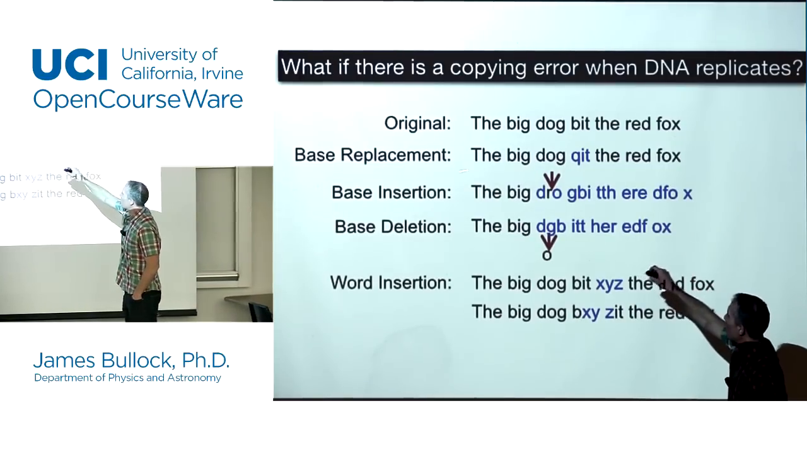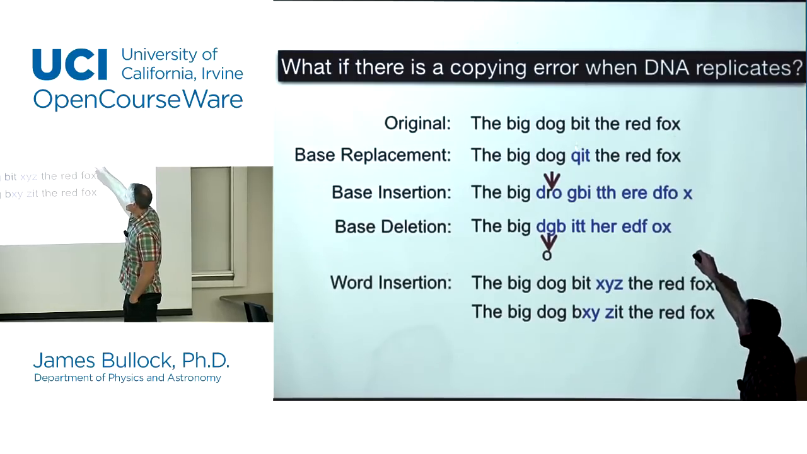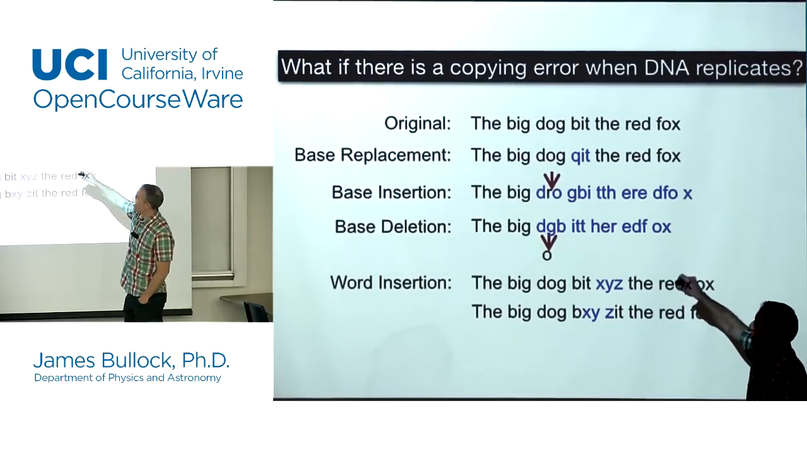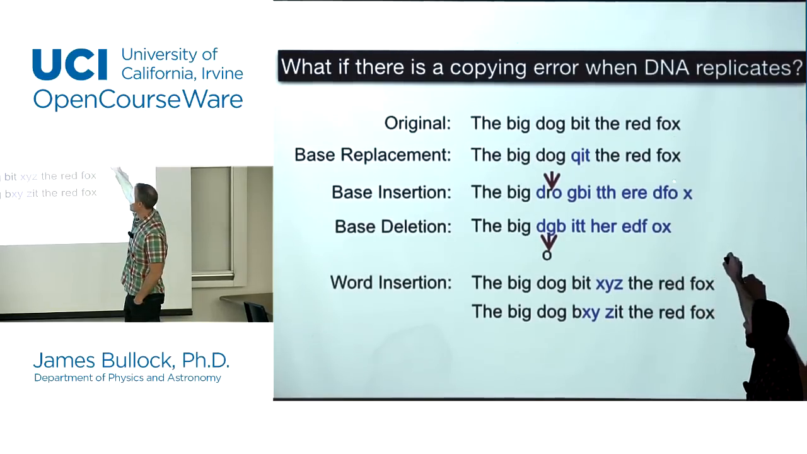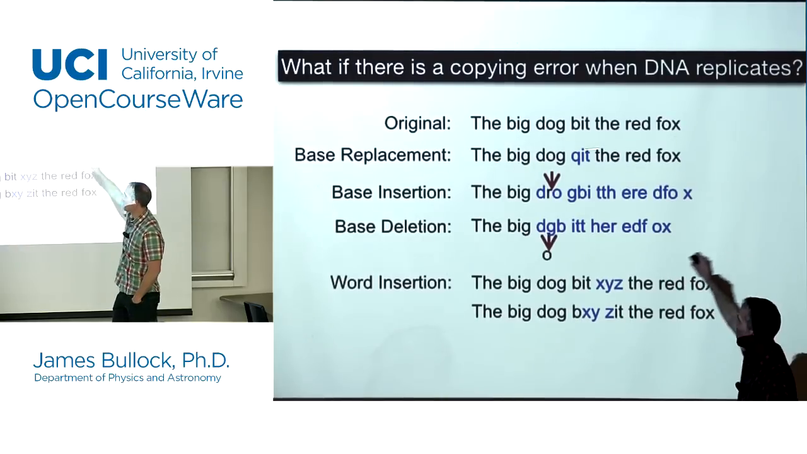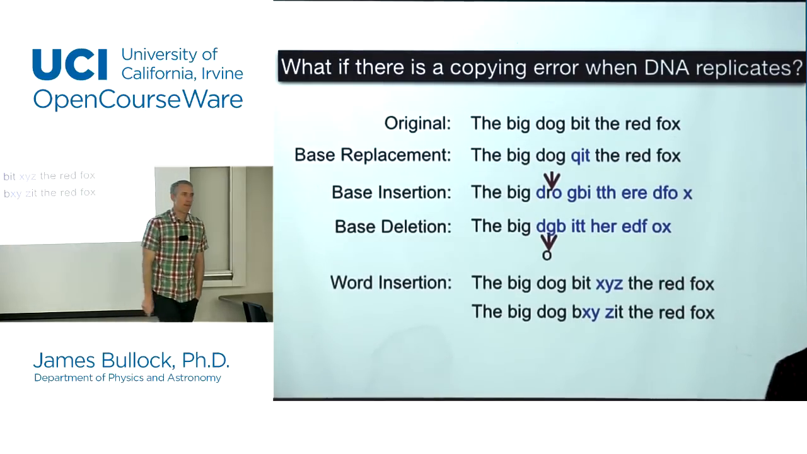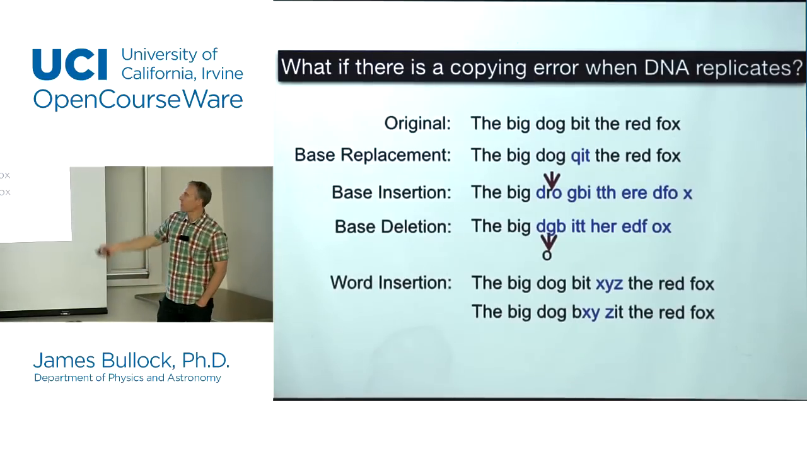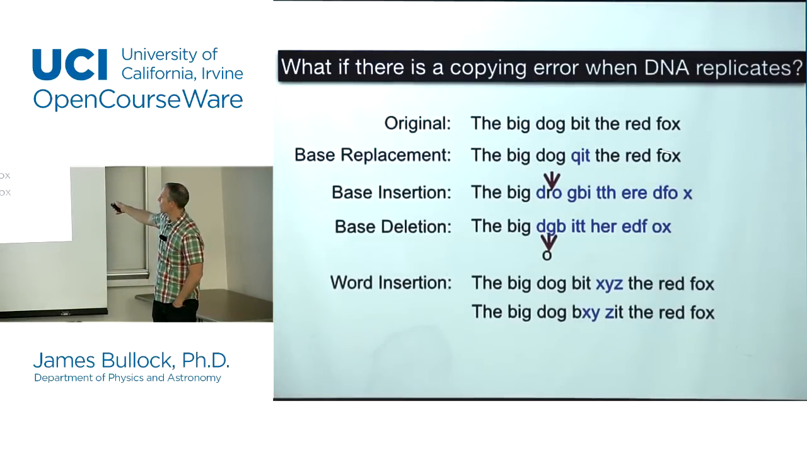So you could read the B incorrectly and think it's a Q, so you get: the qig dog bit the red fox. And then you have a sentence that doesn't make any sense. However, maybe from context, this wouldn't be a complete loss, and you could figure out what's going on.